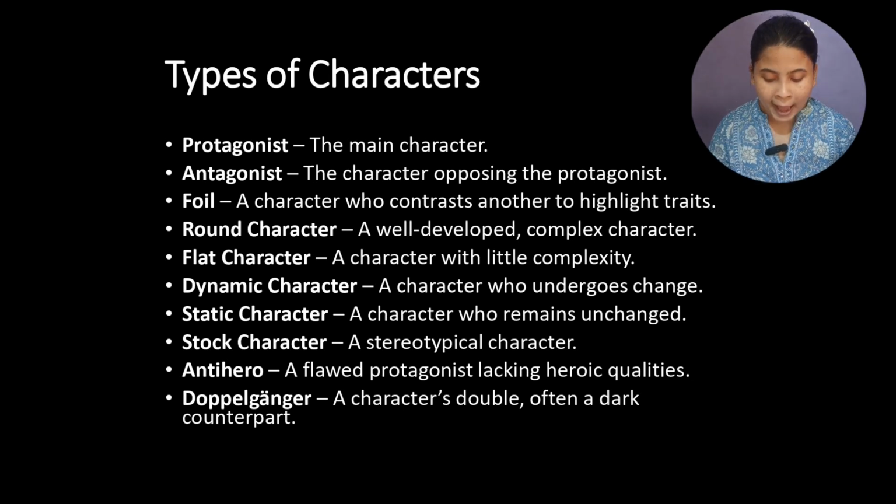Okay. Next, we have the round character. So these are some of the main terms. Now I'm coming to the secondary characters. Let's start with the dynamic character. Dynamic characters change throughout the story due to their experiences. For example, in A Christmas Carol by Charles Dickens, Ebenezer Scrooge is known as a dynamic character. Next, we have the round character, that is the well developed and complex character.